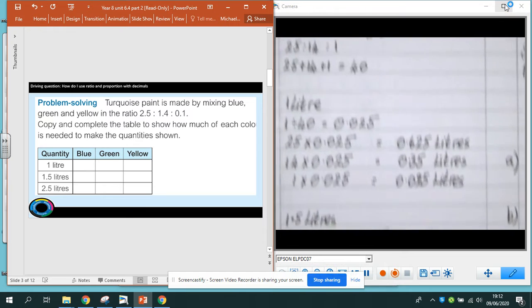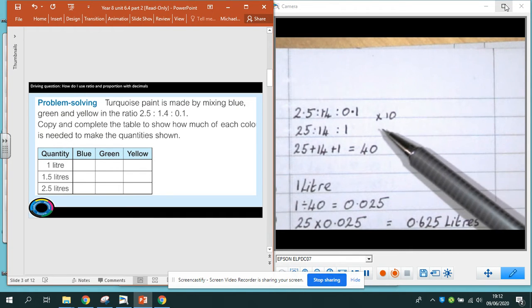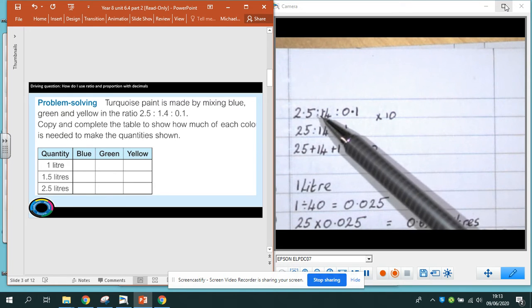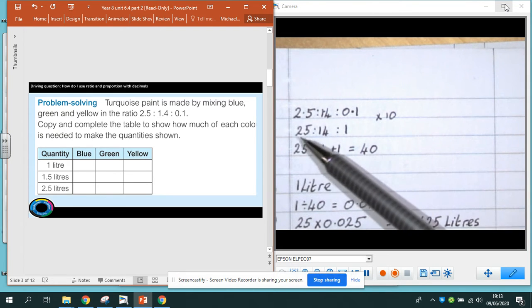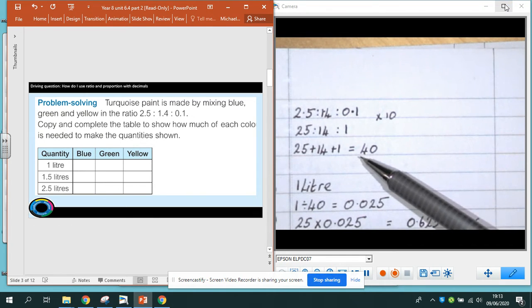Okay, let's have a look at this question. So, the first thing that I did with this ratio was, just like we did in our first example, I turned it into whole numbers. So I multiplied each number by 10, and I got these, 25, 14 and 1, which I added together to make 40. So all my calculations are going to be based on dividing by 40.